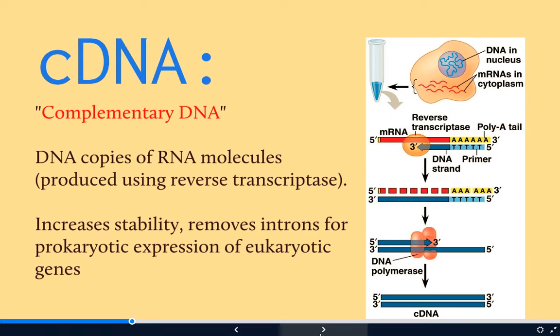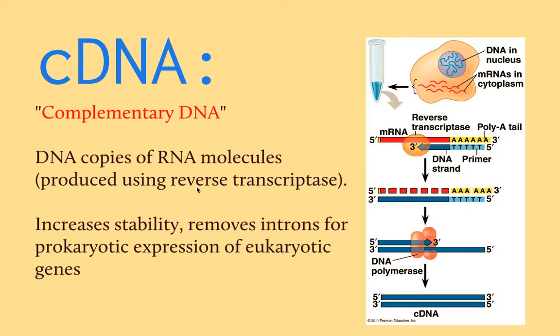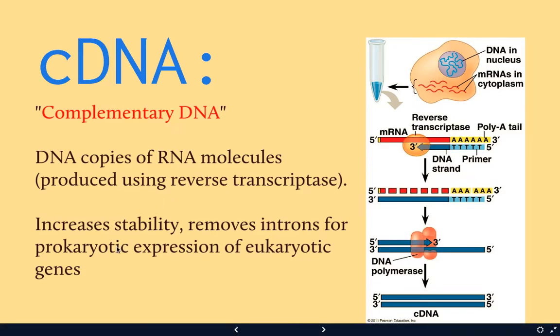Okay, we also can use complementary DNA. These are DNA copies of RNA molecules, and they're produced using the enzyme reverse transcriptase that we can take from RNA viruses that have this enzyme. The complementary DNA increases stability. You can remove the introns for prokaryotic expression of eukaryotic genes, right? So this is us. We want the prokaryote, the bacteria, to express some type of eukaryotic gene, and we can use complementary DNA for that.